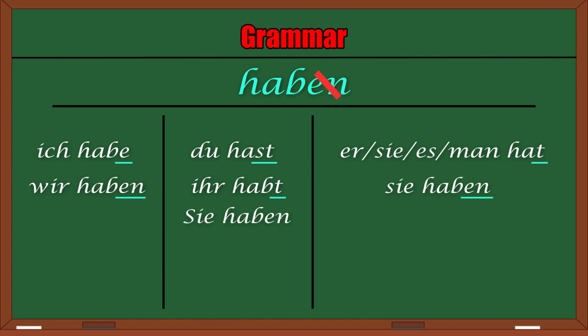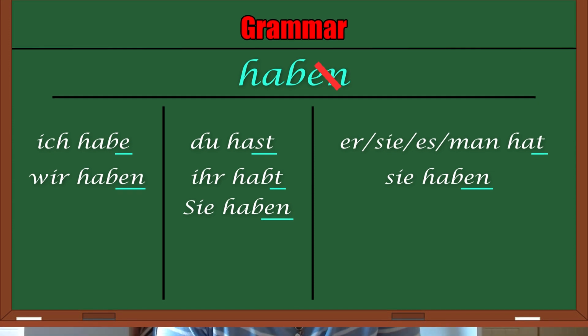And as you know, right down the center line, you have du, ihr, and Sie. And all those 3 mean you. So du hast, ihr habt, and Sie haben. And all those mean you have. You have to decide which one you're going to use in the particular situation yourself. Once you've learned that, we're ready to attack the accusative case.